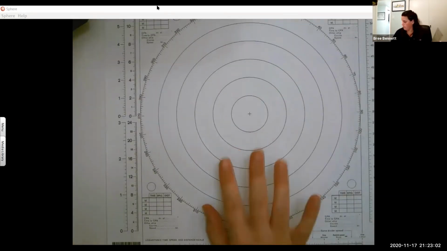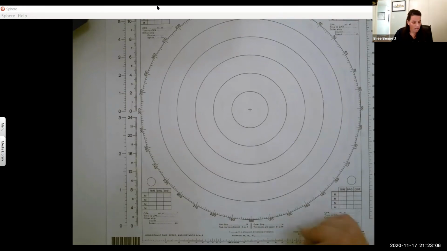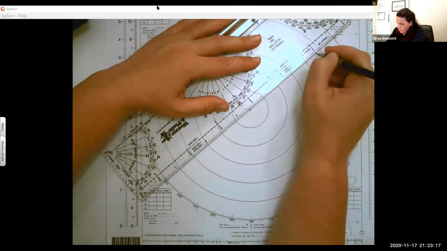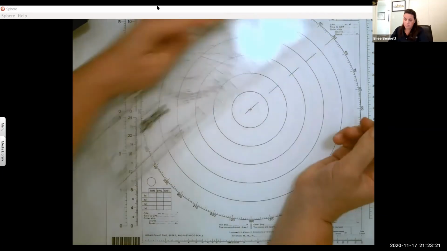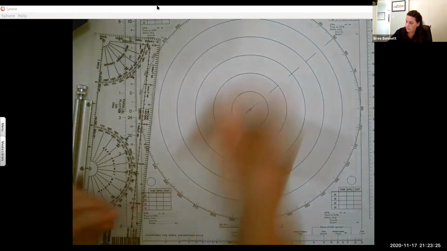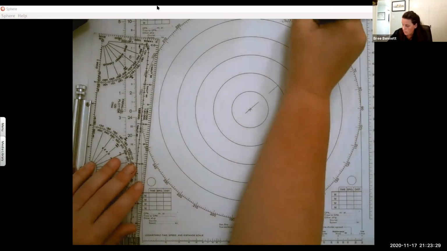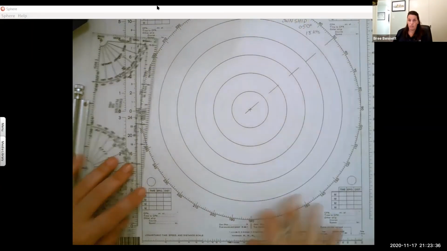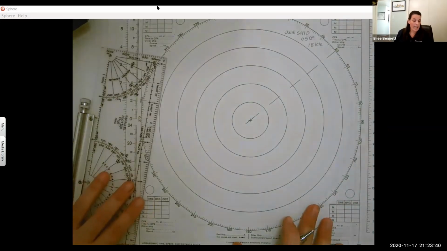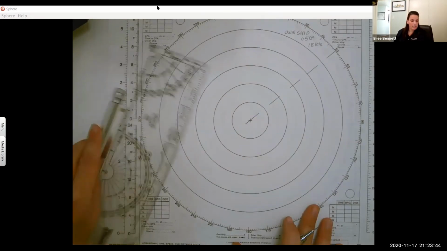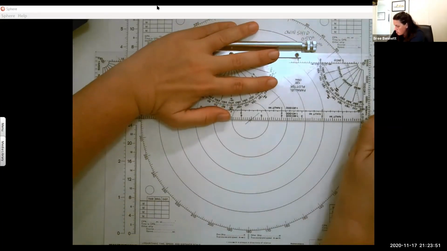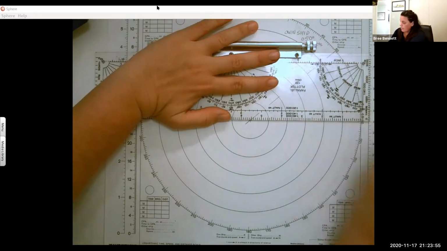So I'm on number 33. They are telling us we are on a course of 050 at a speed of 18 knots. So I'm going to say own ship 050 at 18 knots. Then they tell us at 10:11, we see a target at 090 at 11.1 nautical miles.